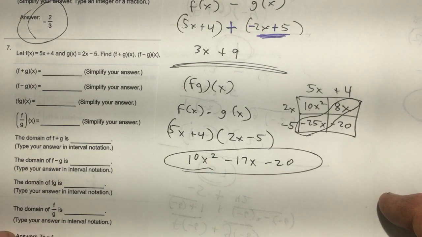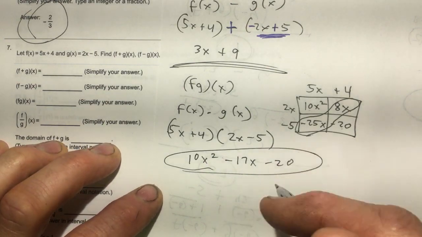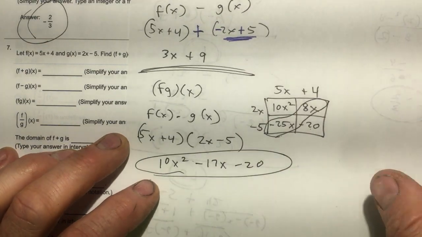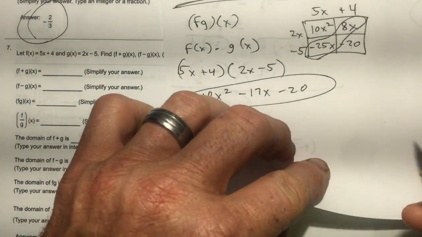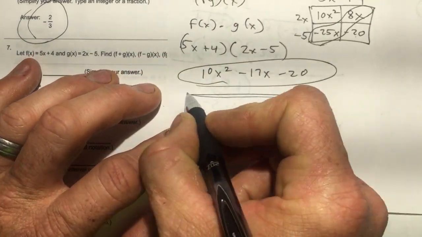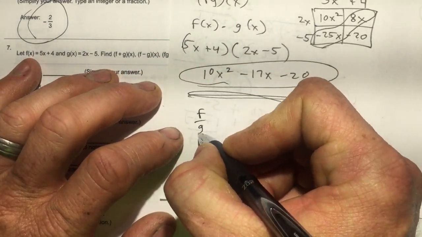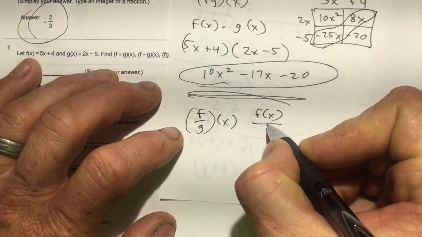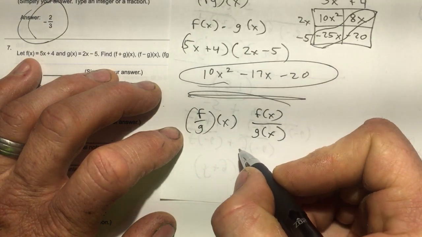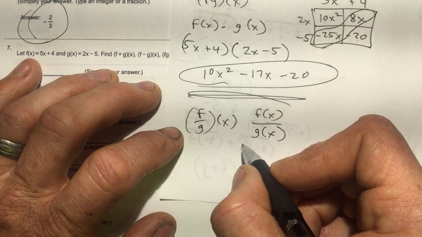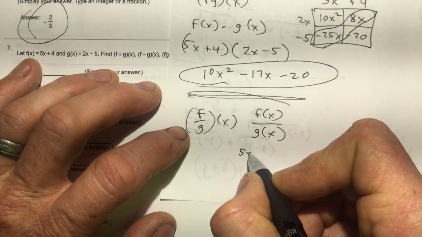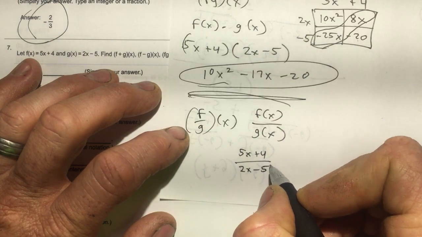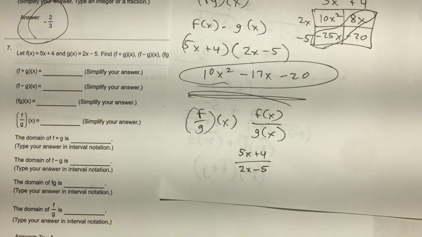And then the last one on this, I got to do f divided by g of x. Okay, let me scroll this down a little bit more. I got to do f divided by g of x. Well, that's going to be f of x divided by g of x. All right, so that's going to be f of x, which is 5x plus 4, divided by g of x, which is 2x minus 5. And then I have to divide these.